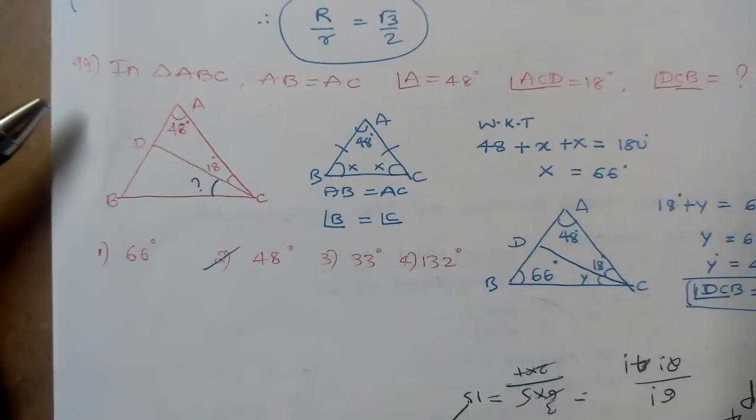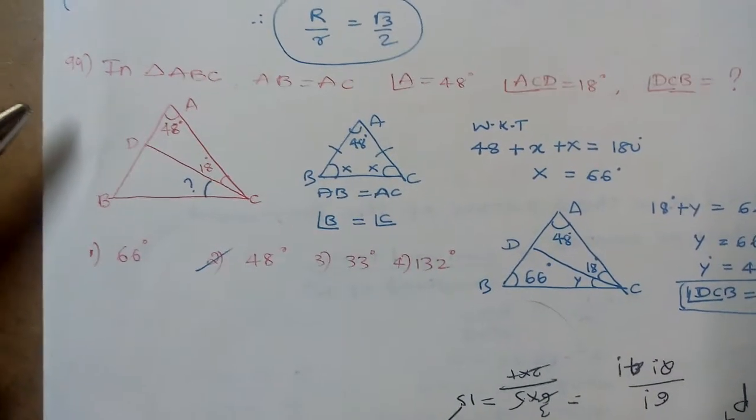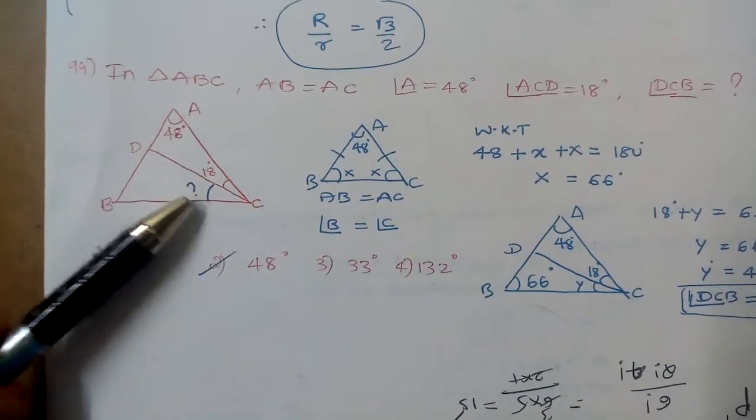First question: in triangle ABC, AB is equal to AC, angle A is equal to 48 degrees, angle ACD is 18 degrees. What is the angle BCD? This angle we have to find.